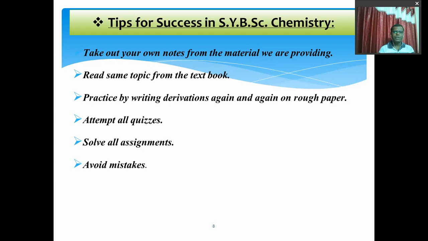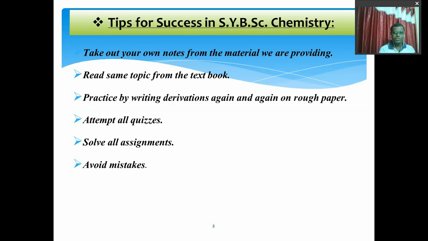Because once you read the same topic from the textbook, definitely you will be able to compare the topic that we covered here with what is given in the textbook. And at the same time, by reading the same topic from the textbook, you will not miss marks in the MCQ, match the columns or fill in the blanks. So these are again important things.